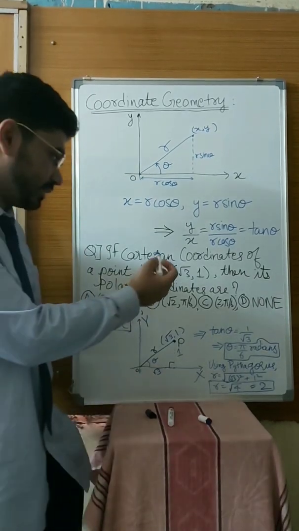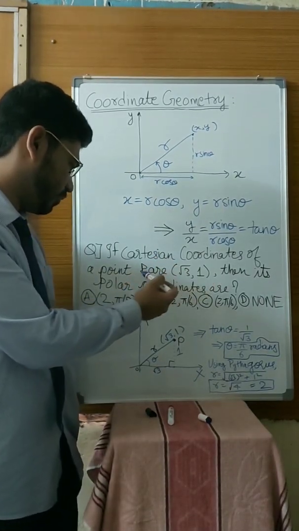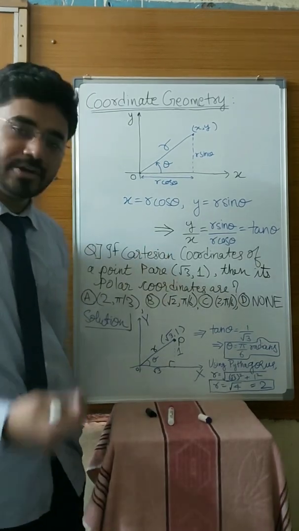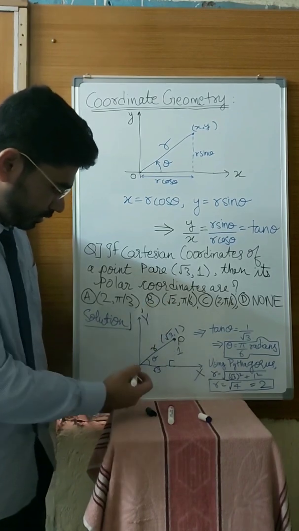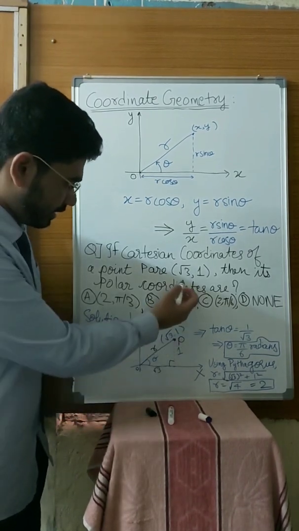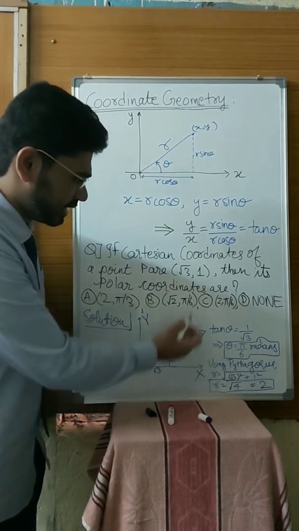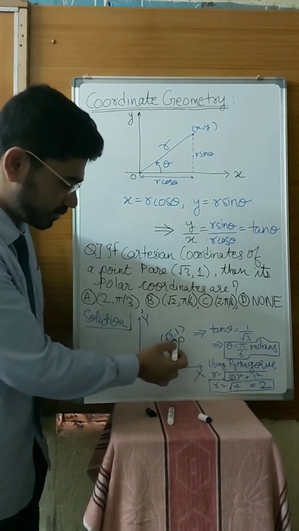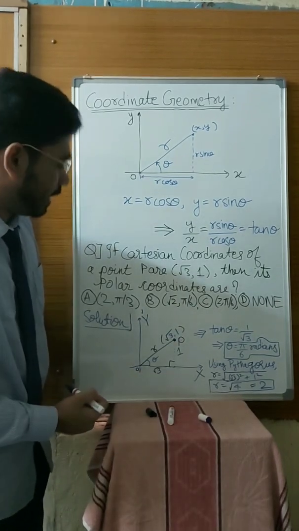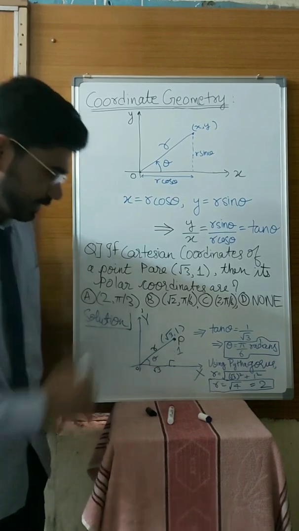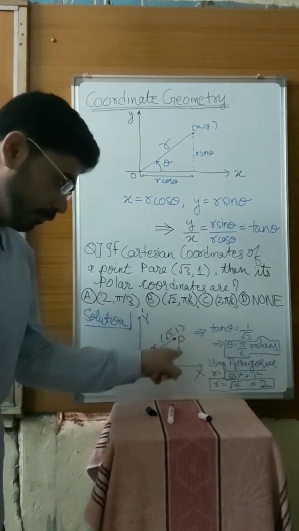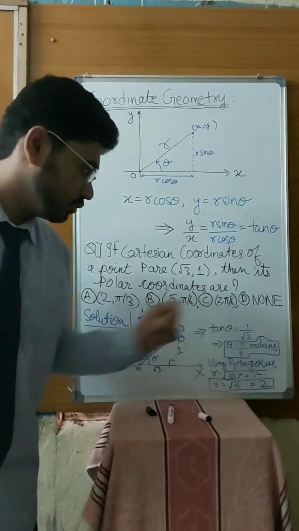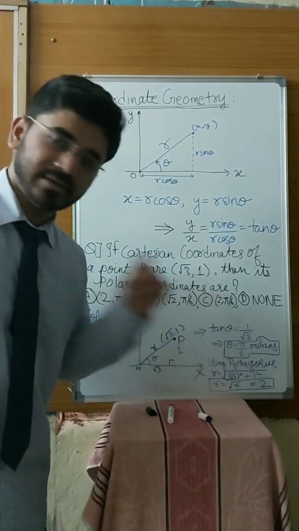The question says that the Cartesian coordinates of a point are root 3, 1, and we need to find its polar coordinates. So using this information, we can plot this point on x and y axis, moving root 3 distance along x axis and 1 along y axis, we reach this point which is root 3, 1. And plotting theta and r here, using this relation we can say that tan theta is equal to opposite upon base, which is 1 upon root 3, and this gives us theta is equal to pi by 6 radians.